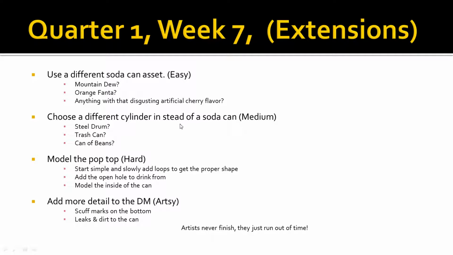If you want to do something a little more extensive, let's say you got a lot of time, try a different can. Maybe a trash can, a can of beans, or you could try modeling the pop top. That would make it look a lot better. Right now it's really flat. It doesn't look so great. But if you model just that pop top, you could make it look a lot better. Or you can add more detail to the diffuse map. So add scuff marks on the bottom, maybe make the metal part a little more shiny. So yeah, there's a bunch of other stuff you could continue to do if you've got the time.